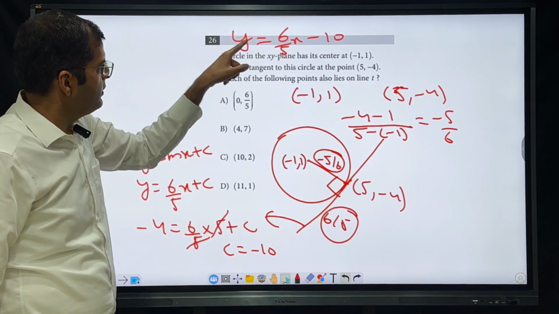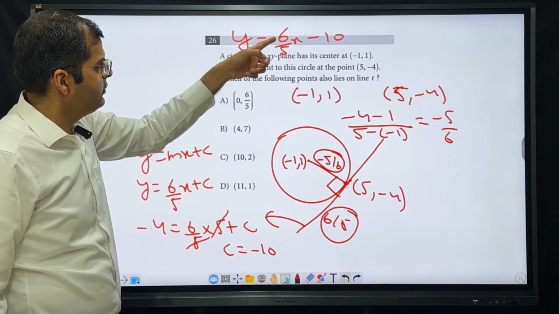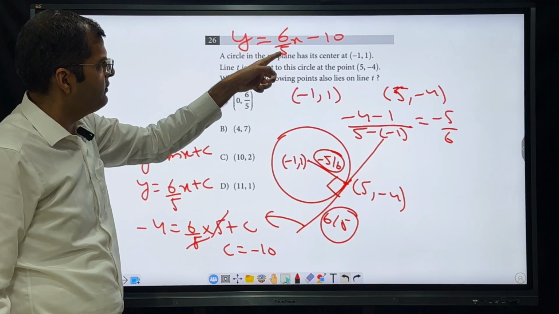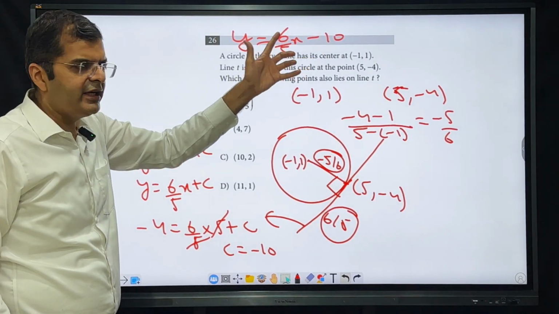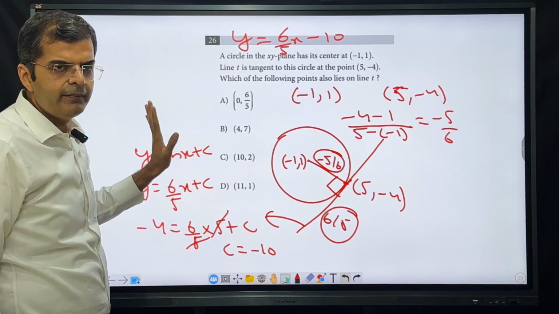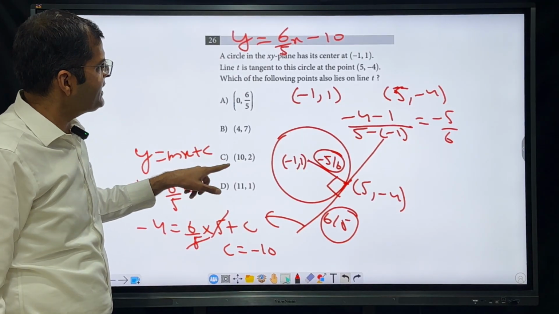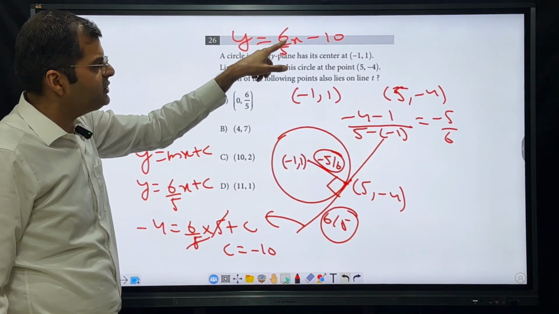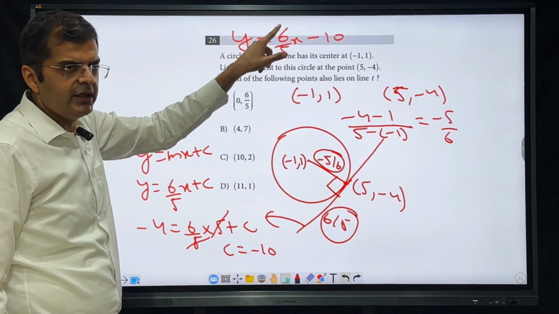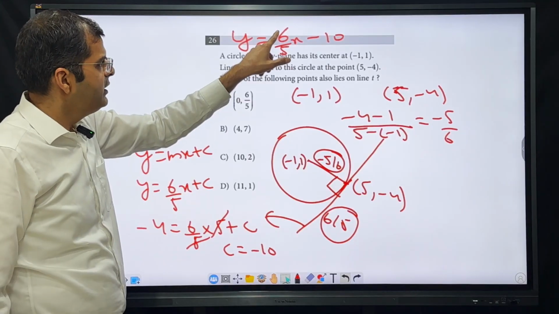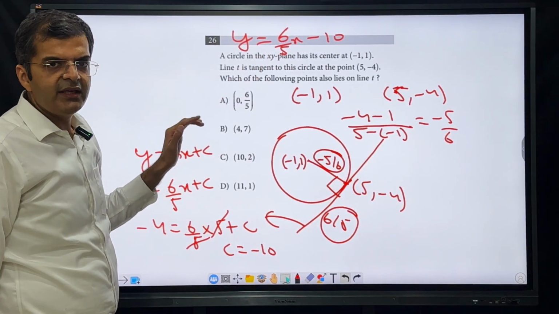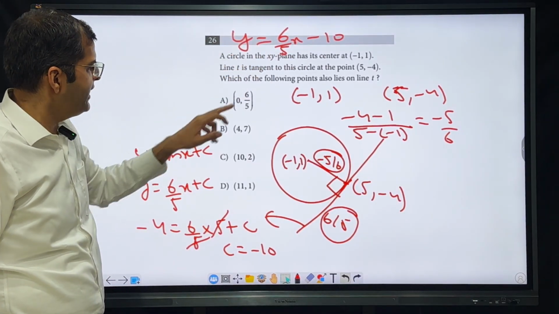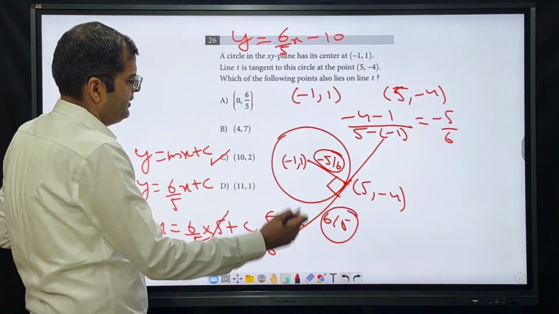When x is 4, if you put x equal to 4, this is 24 by 5. 24 by 5 minus 10 will be a fraction. It can't be 7. Okay. Then when x is 10, y will be what? 6 by 5 into 10 is 12, because 5 and 10 cancel, it will be 2, and 6 into 2 is 12. 12 minus 10 is 2. So y is 2. When x is 10, y is 2. Option C is correct here. Okay.